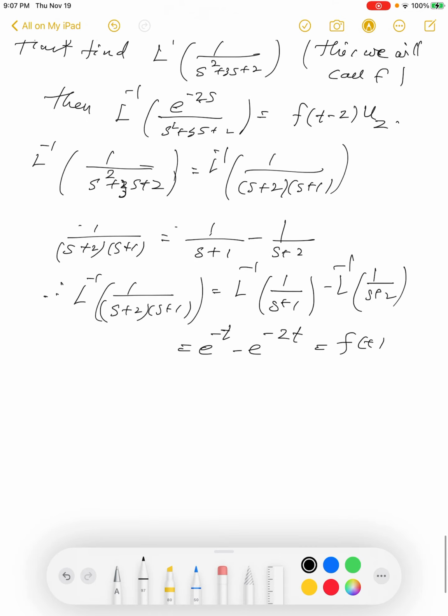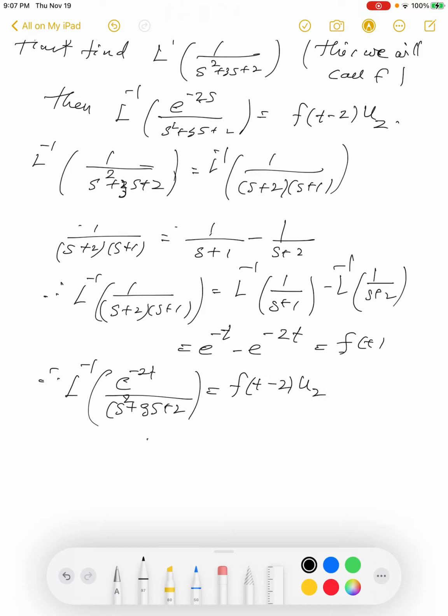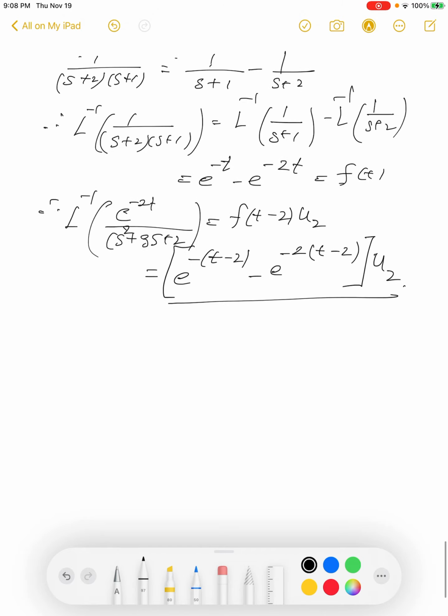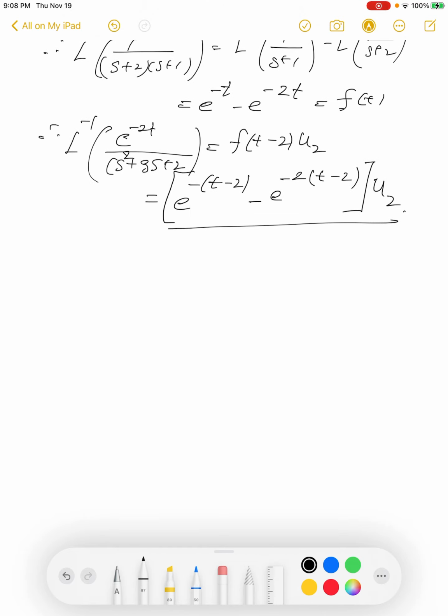Good, that's your f. So therefore L inverse of e to the minus 2s over s square plus 3s plus 2 equals this function f at t minus 2 times u2. And so this will be e to the minus of t minus 2, instead of t you put t minus 2, minus e to the minus 2t, but instead of t I put t minus 2. And then this whole thing is multiplied by u2. So that's your function whose Laplace transform is the given function. So one more example.